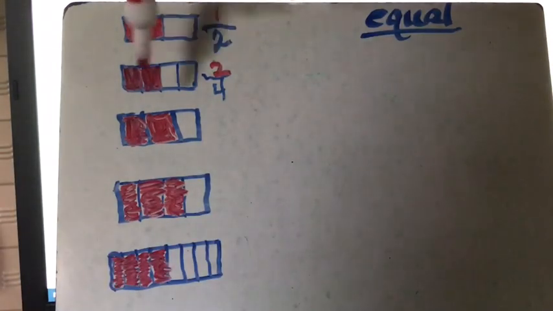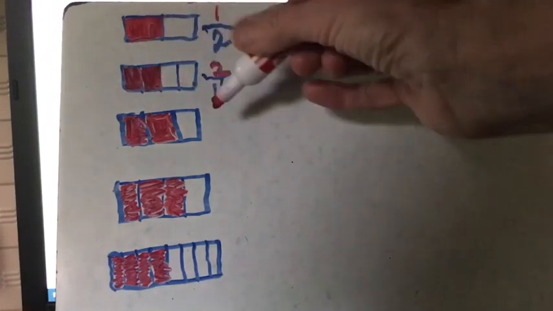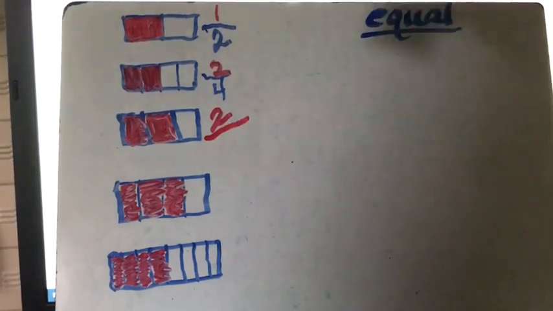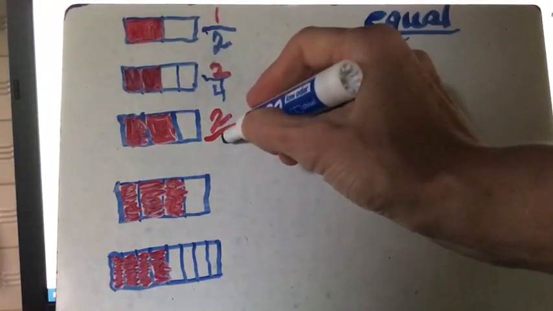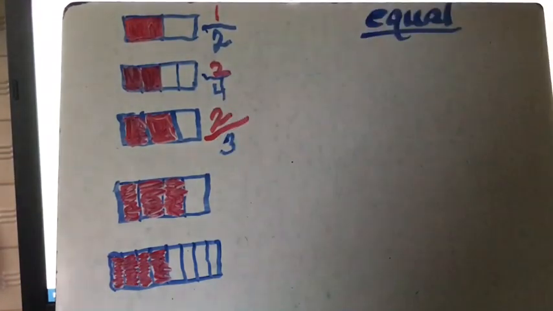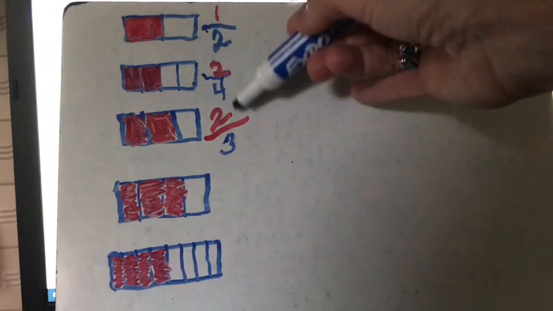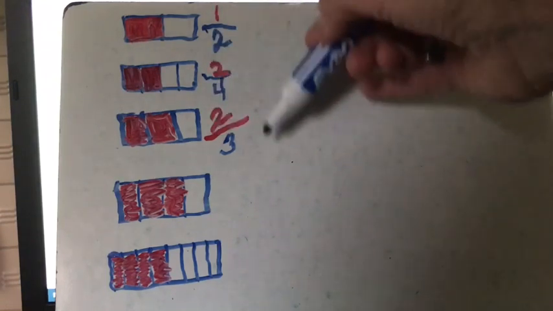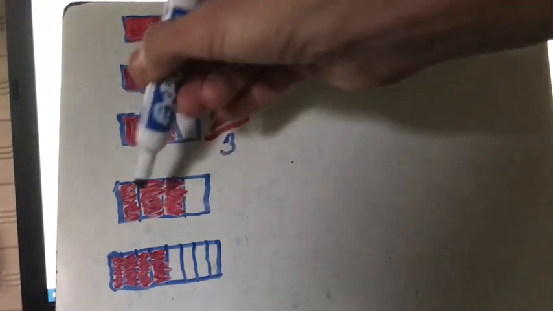My next option, which is option 3, I have 1, 2 shaded. So however many are shaded, I'll put on the top. Out of a total of 1, 2, 3, or I have 2/3 for option 3. None of these look the same to me yet, as in the numbers don't match. This doesn't say 1/2, this doesn't say 1/2. This says 2/3, so let's keep going.